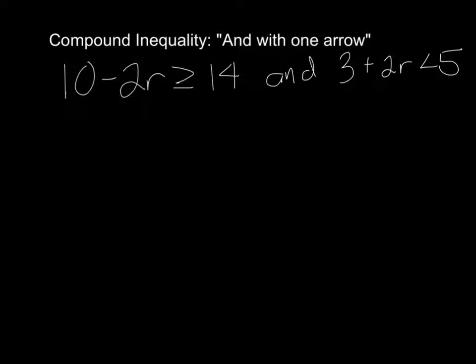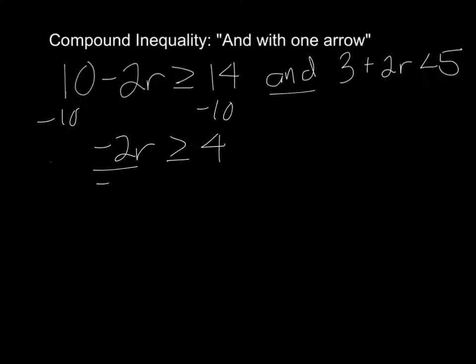In this video, we're going to look at a special case of a compound inequality with the AND conjunction. So we're going to go ahead and begin solving this as we would in any other compound inequality. I'm going to solve both of these separately, so I'm going to subtract 10 from both sides over here. I'm left with negative 2r is greater than or equal to 4. I'm going to divide both sides by negative 2. I'm dividing by a negative, so of course I'm going to remember to flip the direction of the inequality. So on this side I get r is less than or equal to negative 2.